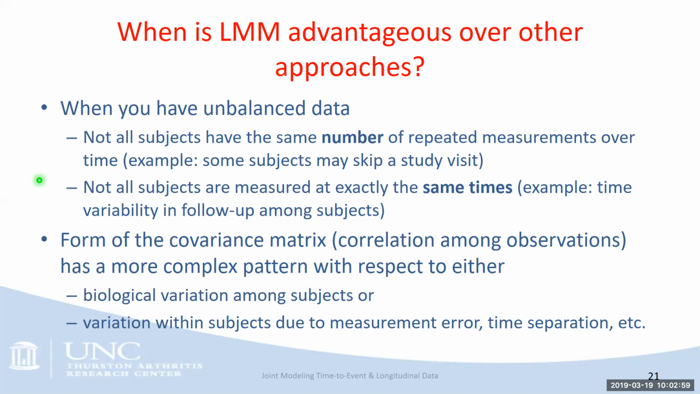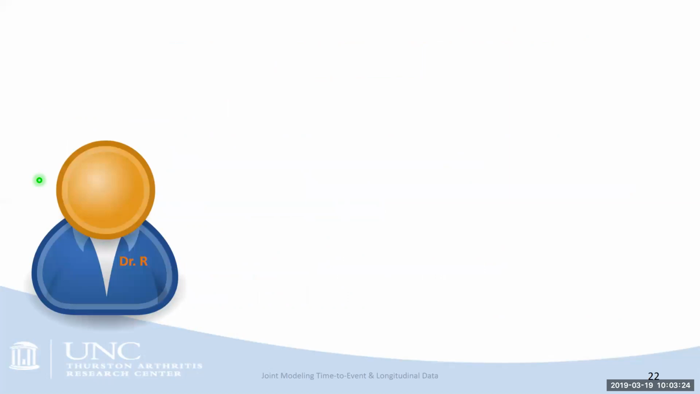An additional advantage of the LMM is you can have a little more freedom in the form of the variance matrix. So again, this is a way of handling the correlation among observations. You can accommodate more complex patterns, again with respect to either the biological variation you expect among the subjects, as well as the variation that you expect within the subjects. This can again be due to time separation. So let's go back to our researcher.